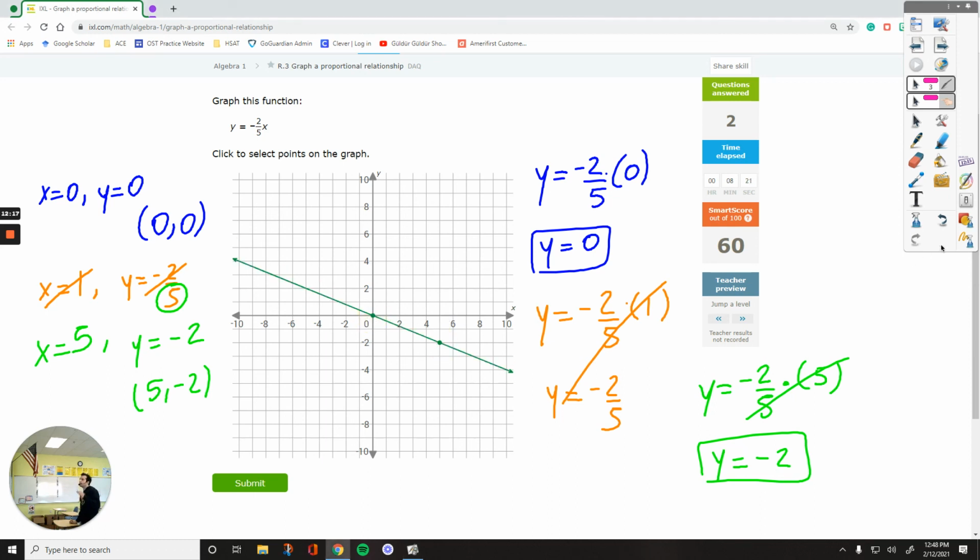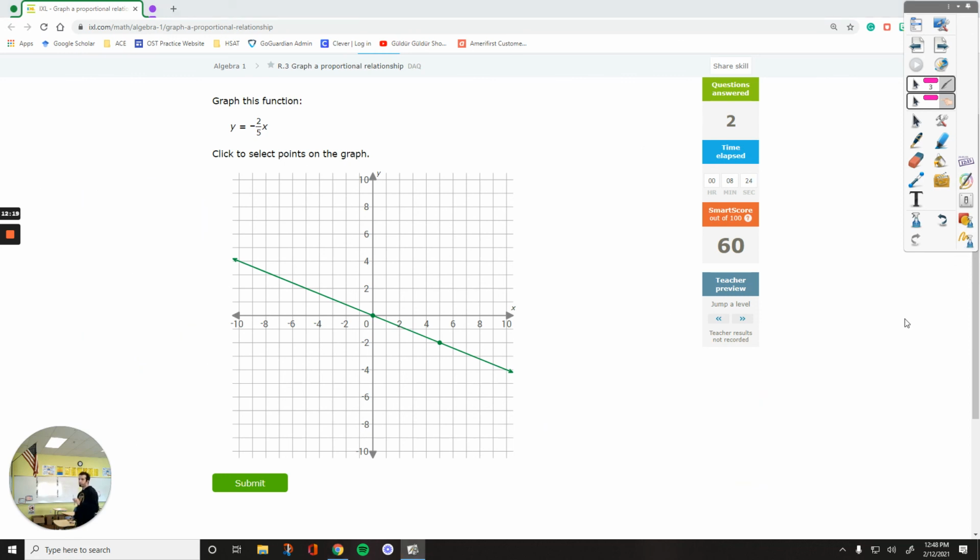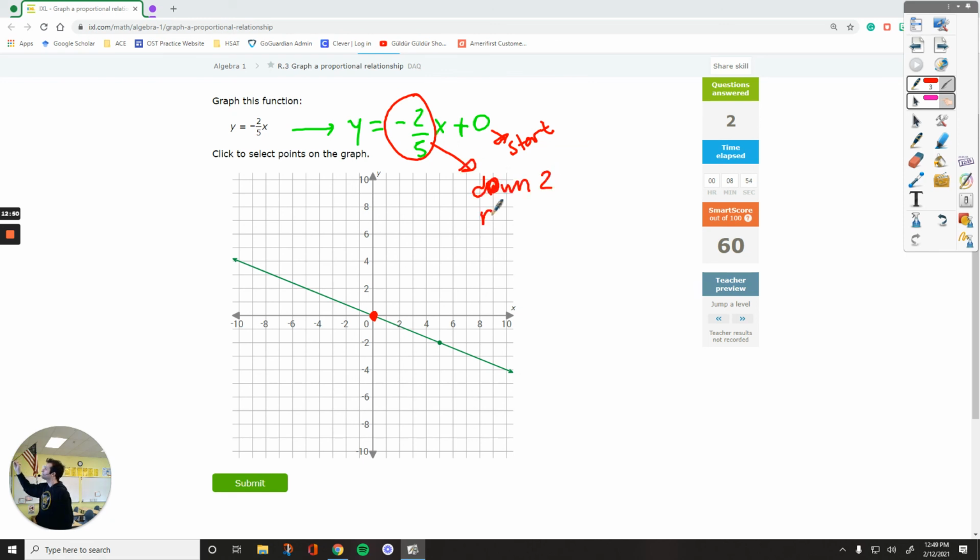You have our line. Now, for this question, let's use the other method, okay? Let's use the slope-intercept form. Over here, y equals negative 2 over 5 x plus 0. Basically, what this tells me is to start from 0, plot that point, start from there, and then go down 2 and right 5. Let's do it. Go down 2 and right 5. You're going to end up at that point.